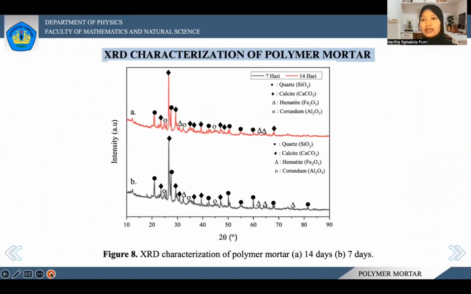Okay, this is about the XRD characterization of polymer mortar. Based on the figure, this shows the diffractogram of polymer mortar at 7 and 14 days. The dominant phases are quartz, calcite, hematite, and corundum, but the highest peak is at calcite, or calcium carbonate, CaCO3.